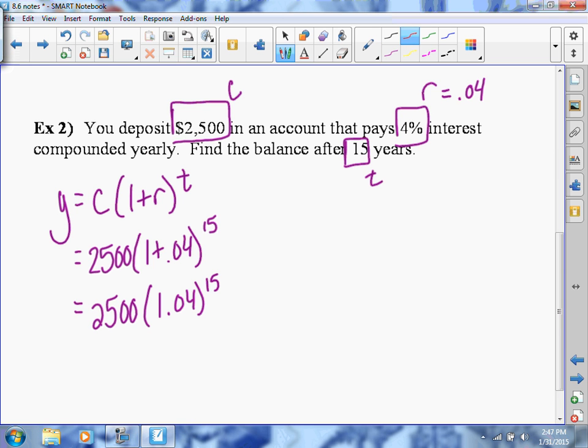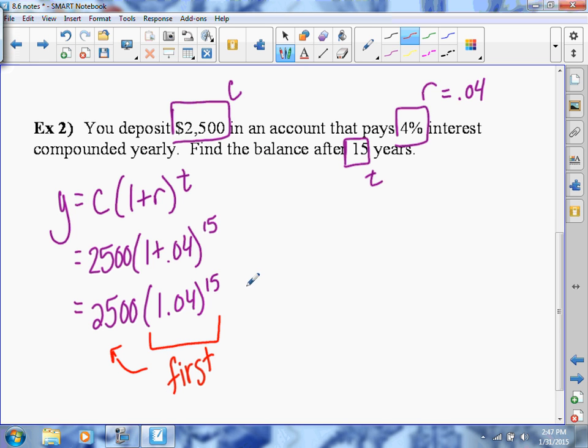Now, when you're putting this into your calculator, you need to do just the power first. Sometimes students want to multiply the 2500 and the 1.04 and then raise it to the 15th power, okay? But if you multiply the 2500 and the 1.04, that changes the base, and we don't want to do that. We only want the 1.04 raised to the 15th power because it's the one in the parentheses that the exponent's attached to. So do that part first, then you multiply by the 2500 afterwards.